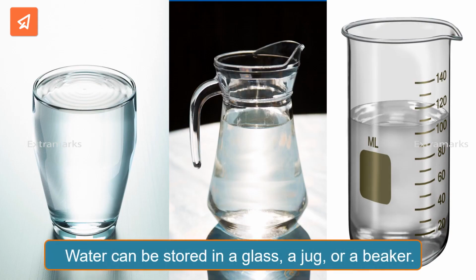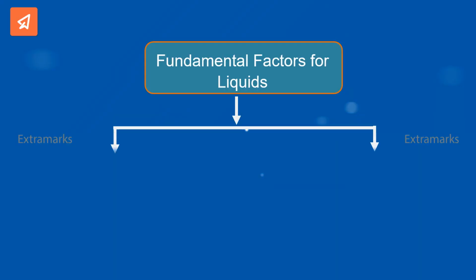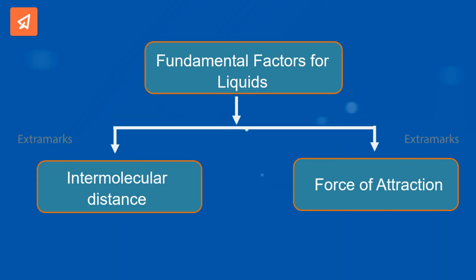You must have noticed that water can be stored in a glass, a jug, or a beaker. Have you ever thought why? This can be understood if we know the properties of liquids. The interparticle distance and forces of attraction are the two fundamental factors that give rise to the varied properties of liquids. Let's understand the properties of liquids with the help of an activity.